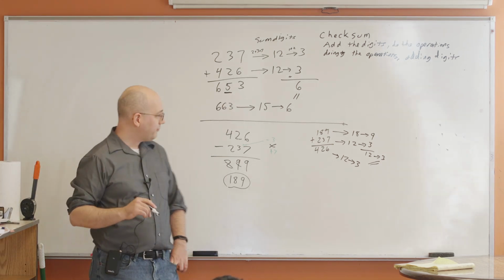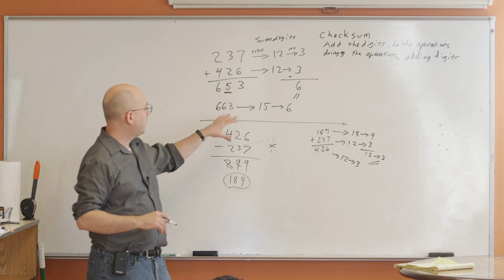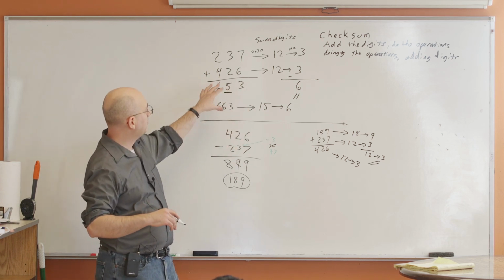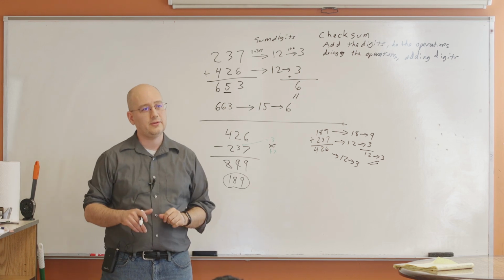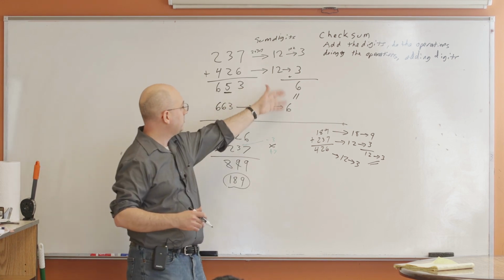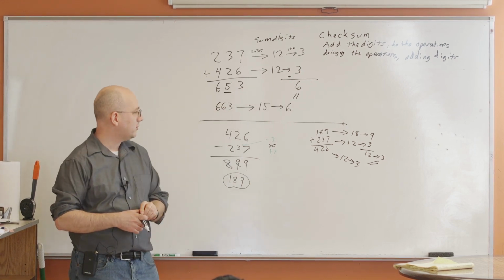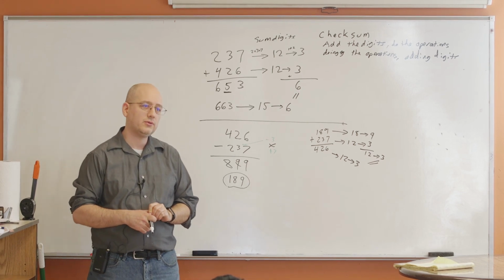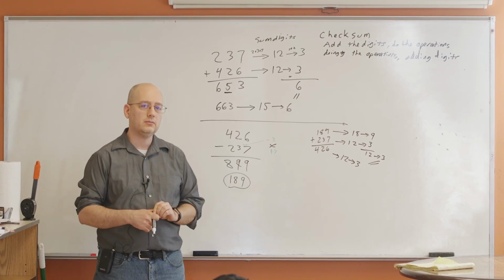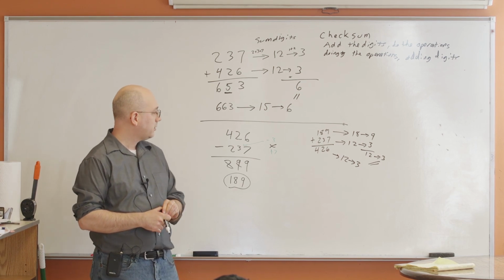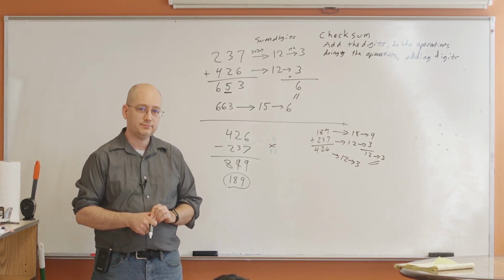Yeah, so this method would fail if, so it's doing division by 9 and having a remainder. That's what these numbers are. And so if you're off in such a way that doesn't change the remainder, then it will not catch that mistake.